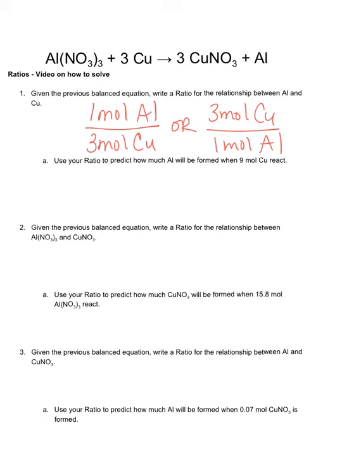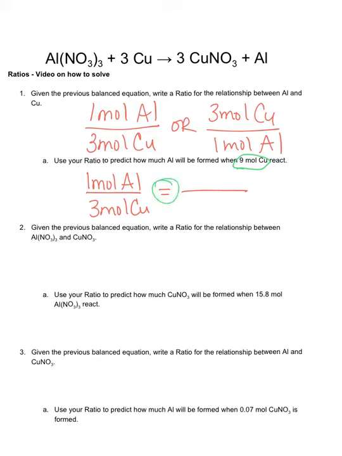The key to this is being comfortable with the idea of cross multiplying. Here it's an equal sign. It doesn't matter which ratio I use, I'm just going to pick the one on the left, 1 mole Al, 3 moles Cu. Now, the big idea here is I have 9 moles of Cu. So where am I going to put 9 moles of Cu? On the top or bottom, on the other side?